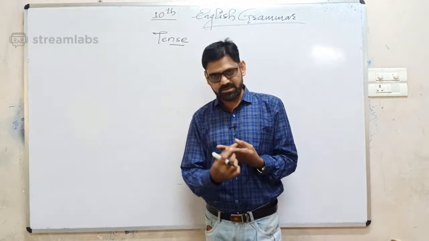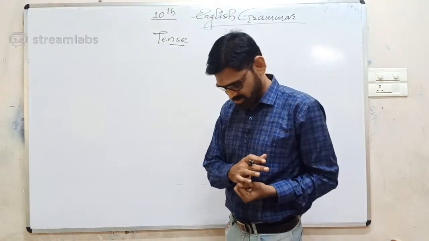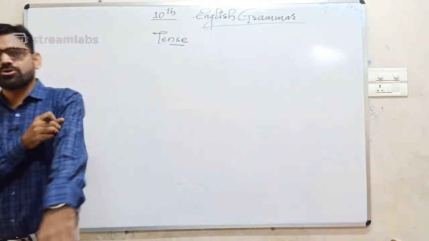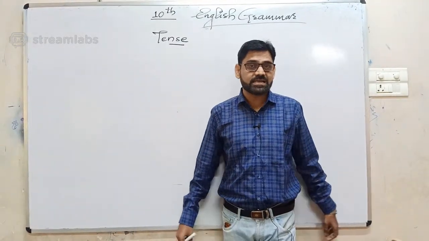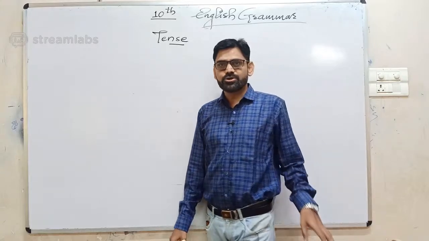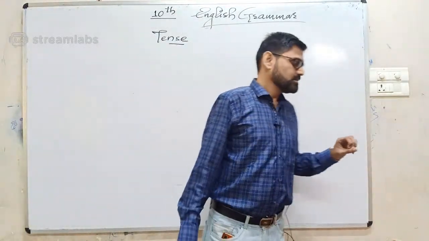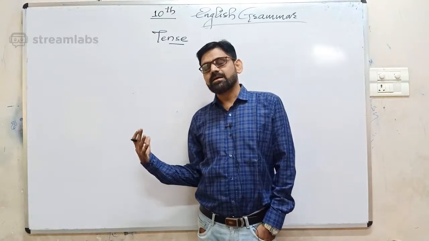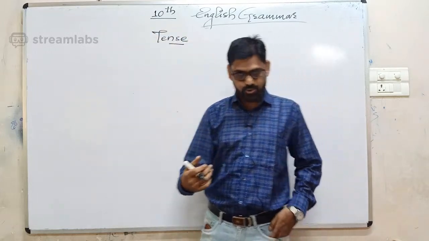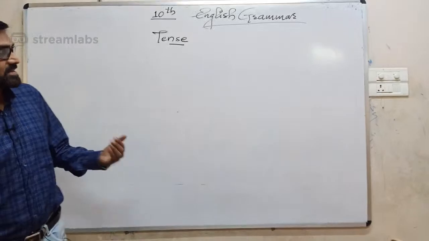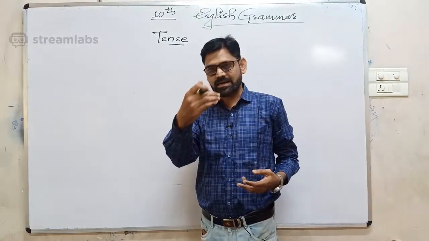Actually, there were only two, present and past. Future tense was added later on. Future tense is also known as modal tense because of the use of modal auxiliaries, shall and will. Use of modal auxiliaries is observed in future tense. Only primary auxiliaries are used in the other tenses, but modal auxiliaries are used in future tense, and actually future tense was added later to the already existing present and past tense. Okay, now let us see these three main tenses and their sub tenses.